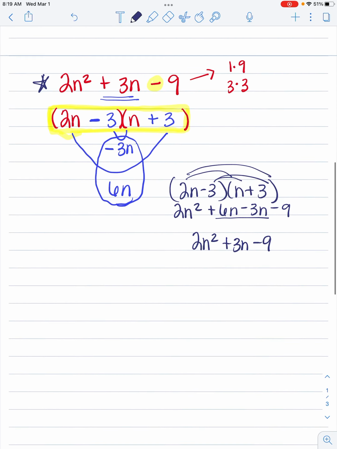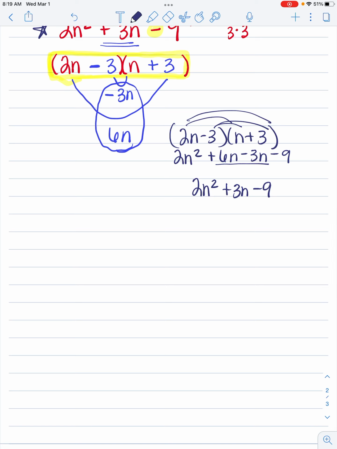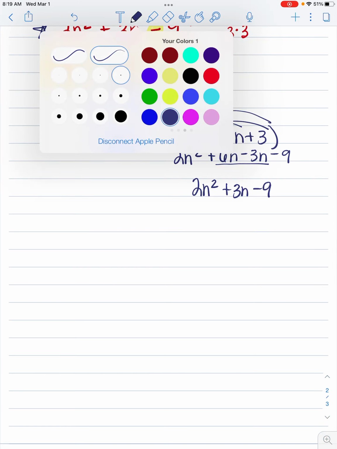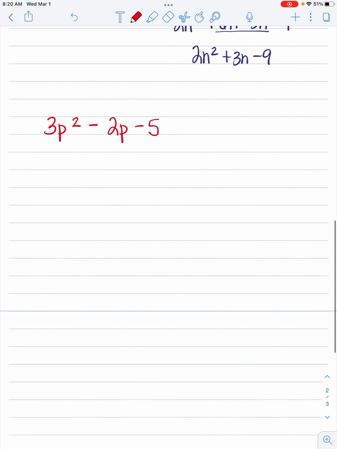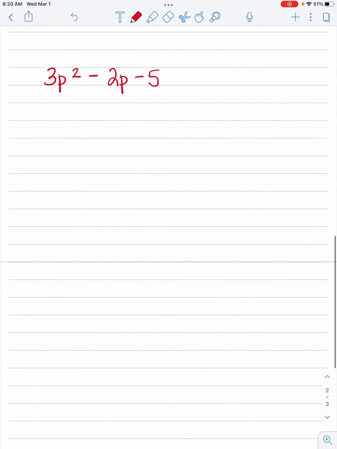All right, let's do one last one. Then I'm going to let you guys go. I know we have a short period today because it's Wildcat Wednesday. Here we go: 3p to the second power minus 2p minus 5. I just wanted to do one of each with all the combinations of positives and negatives. This one, in my opinion, is probably one of the easier ones because everything is prime in this problem.